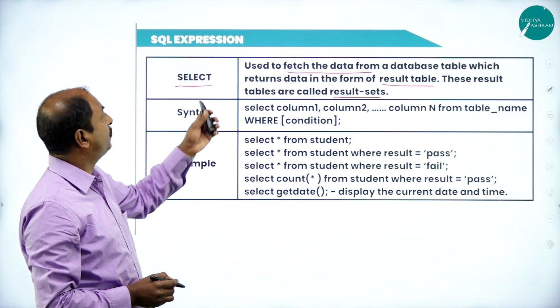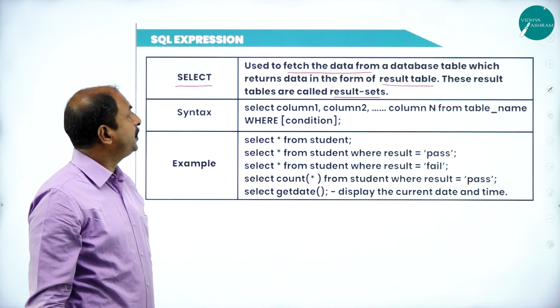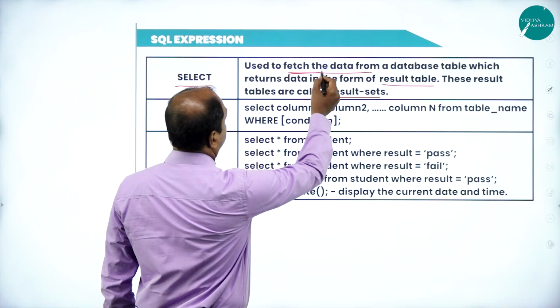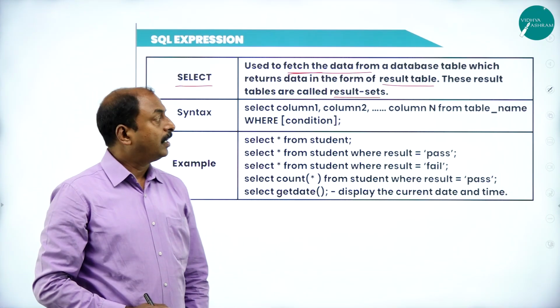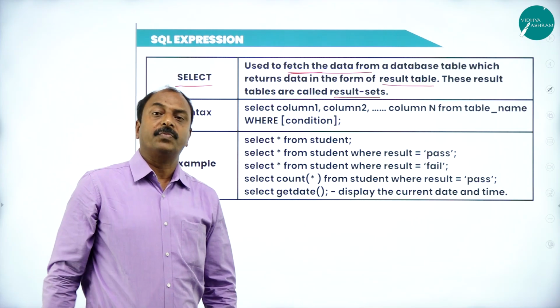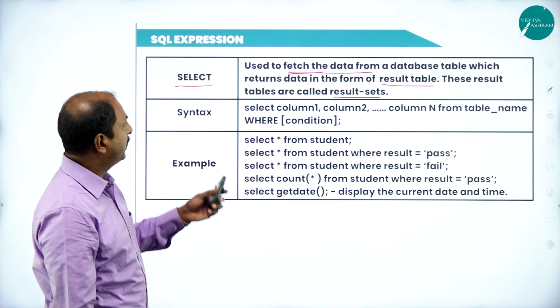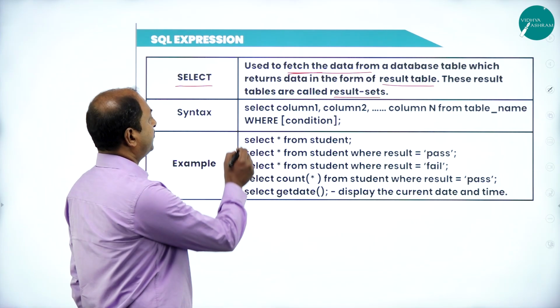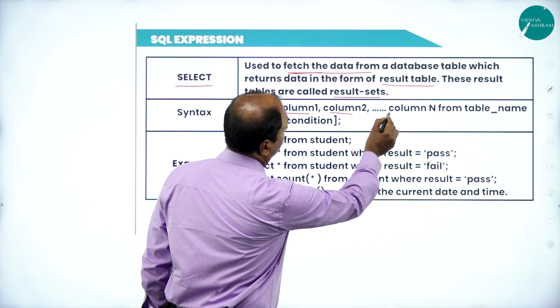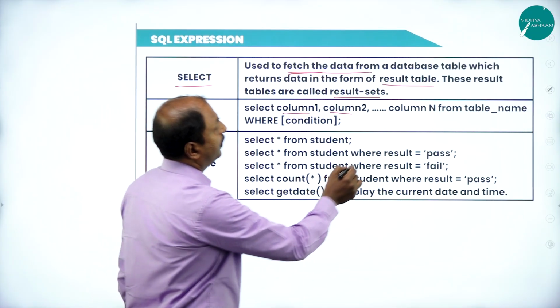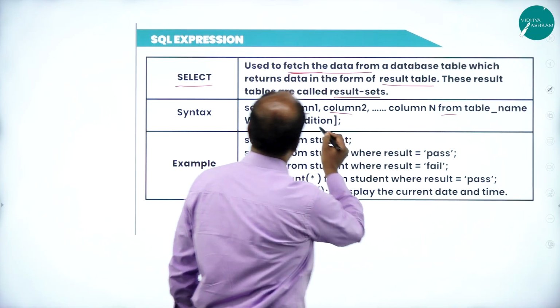So what is the use of select command here? It is used to fetch, which means to retrieve, the data from a table. So here we can retrieve a number of records from a table. Again, look at the syntax of that. Select column 1, column 2, ... column n from table name. This is the syntax of that.